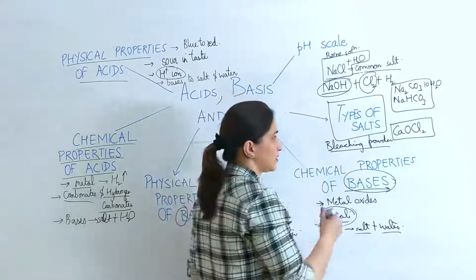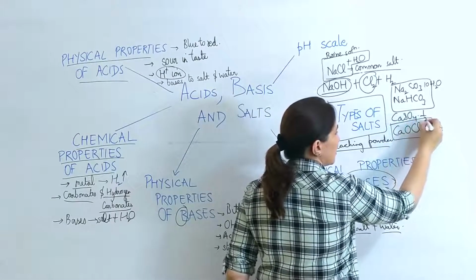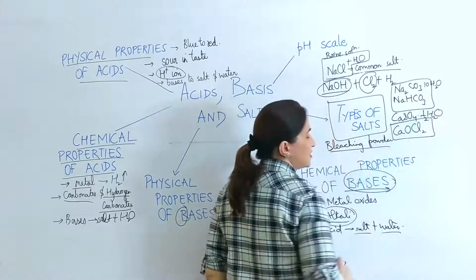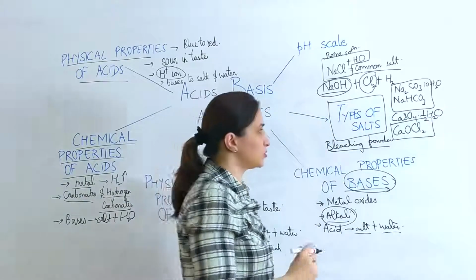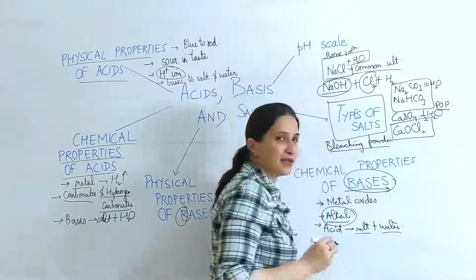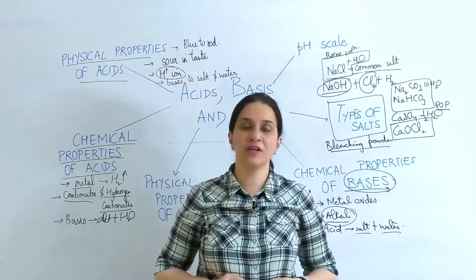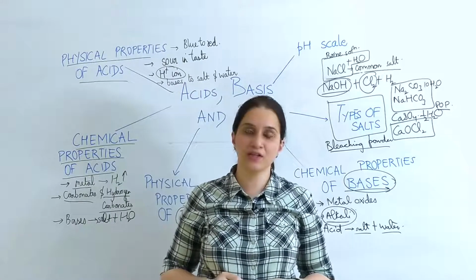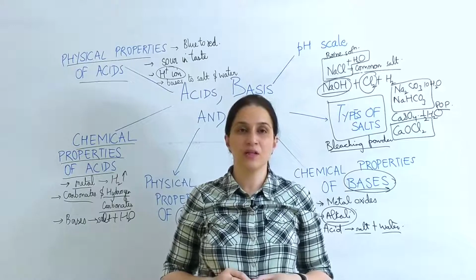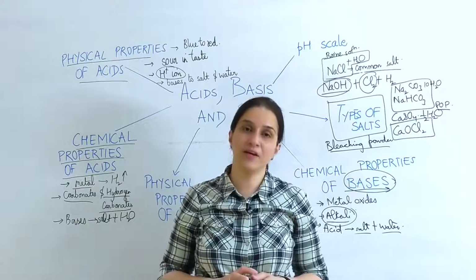Last product is your POP. POP is calcium sulfate hemihydrate. This calcium sulfate hemihydrate, which is also known as POP, is obtained by heating gypsum. Gypsum's formula is CaSO4·2H2O. When it is heated at high temperature, that is 373 Kelvin, it produces CaSO4·½H2O. That is calcium sulfate hemihydrate.